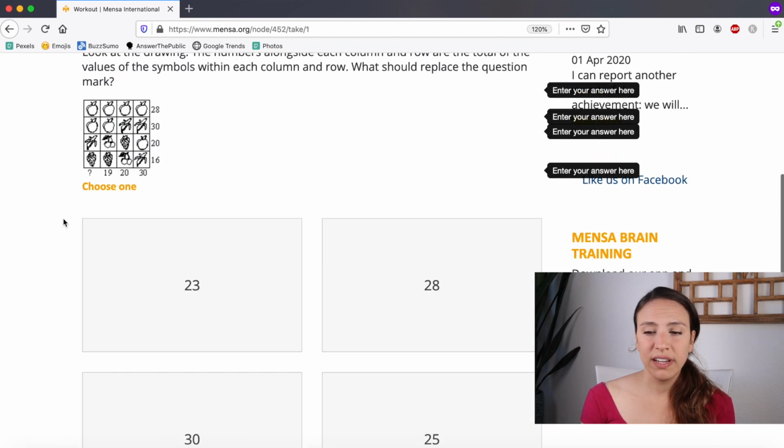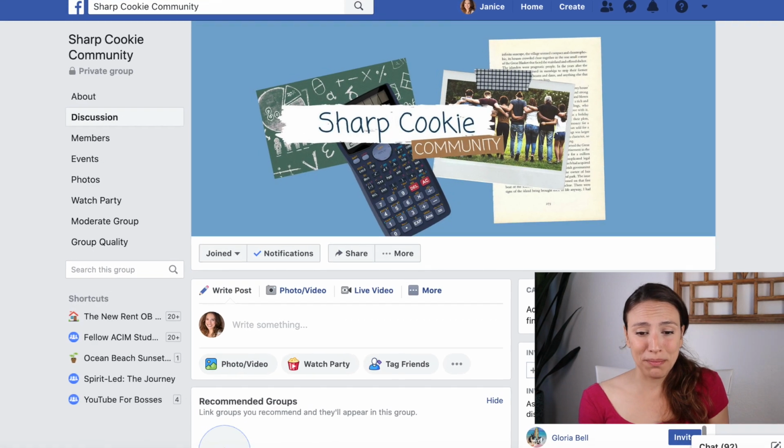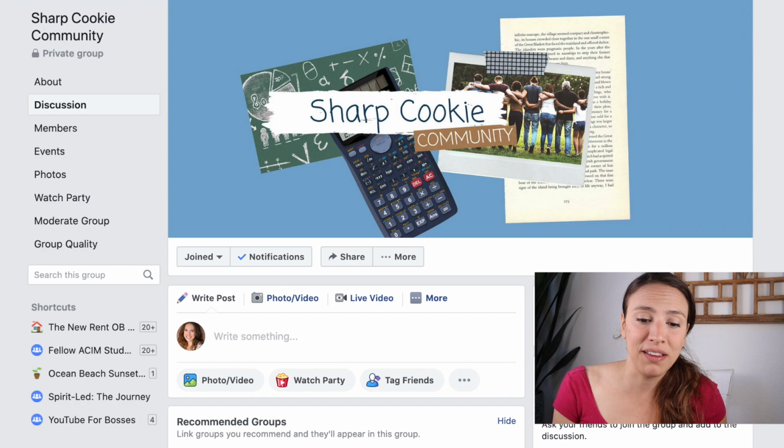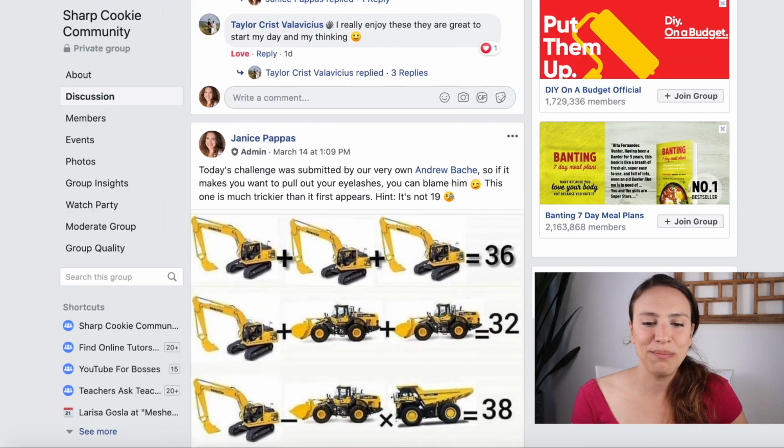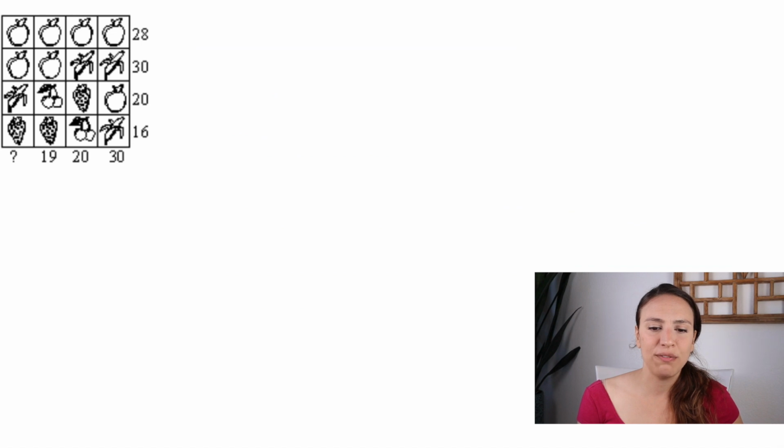Okay, 23 is really fun. I actually enjoy these. I post these in my Facebook group and on Instagram a lot. I just find them a lot of fun. They're not that hard to figure out. For example, I start with the top row because it's an obvious one to start with, since you have all the same fruit. You have the apple equaling 28. So then you know if you do 28 divided by 4, the apple would be 7.